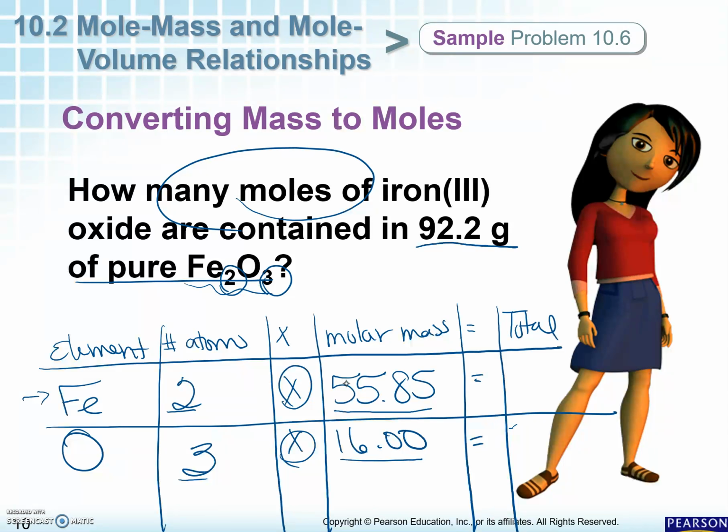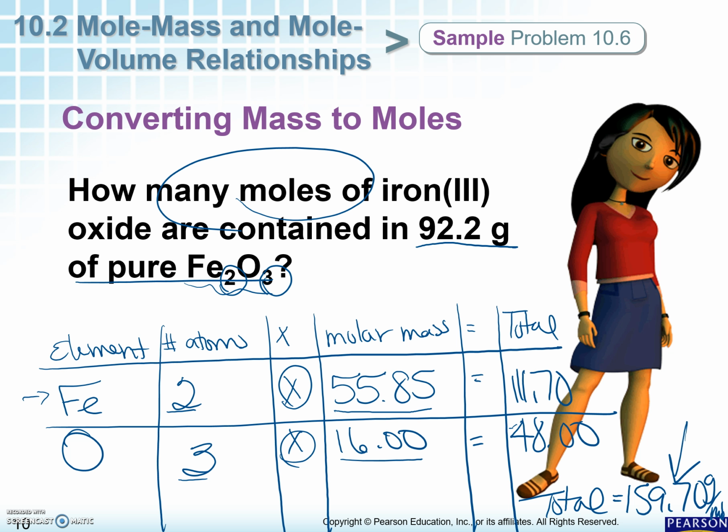So go ahead and give that a shot now. Put these numbers in our calculator. I got 111.7 for how much our iron is, and I got 48 for how much our oxygen is weighing in this compound. Added them up together, and I got a total of 159.70 grams per mole.